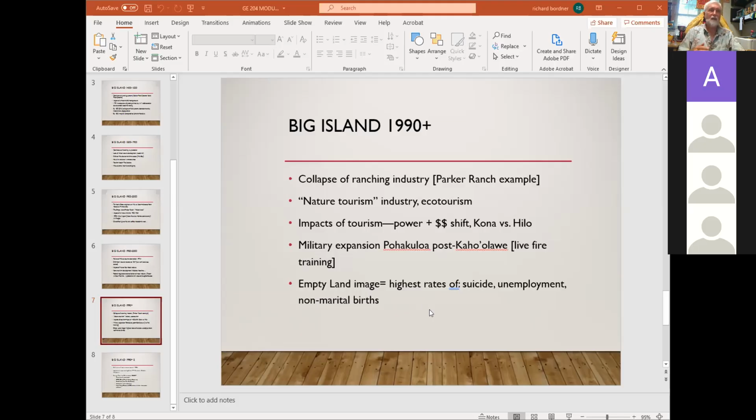So, I mean, it's almost schizophrenic. When you look at the Big Island, it's pretty weird in terms of the split of power and money. The county government's all based in Hilo, but all the money is in the Kona side of the island in the private sector. Very different than Oahu or even the other islands in any way, shape, or form. What you still have is part of the empty land image.